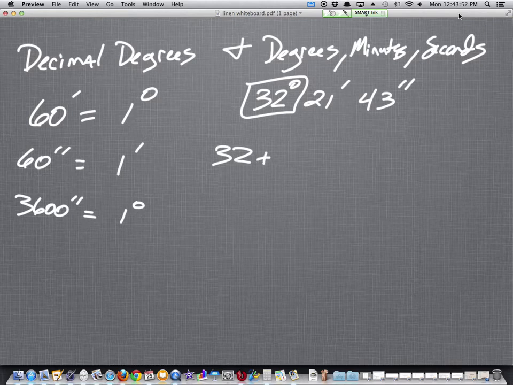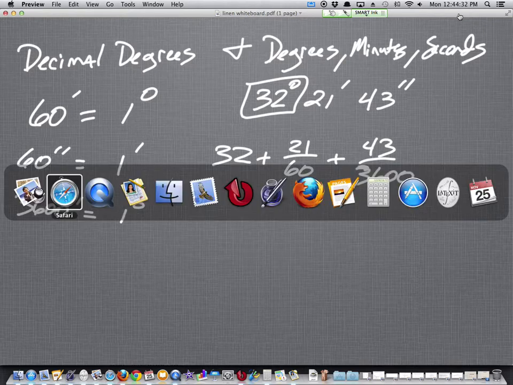Now, I need to change 21 minutes into degrees. What do I do to 21 minutes to turn it into something that's a degree measure? Divided by 60. So we want to go plus 21 divided by 60. That will turn my minutes into a decimal. And then what am I going to do to my 43 seconds? Divided by 3,600. That will turn my seconds into a decimal. So I divide my minutes by 60 and I divide my seconds by 3,600. And now I'm ready to put that in my calculator, and it will turn it into decimal degrees.